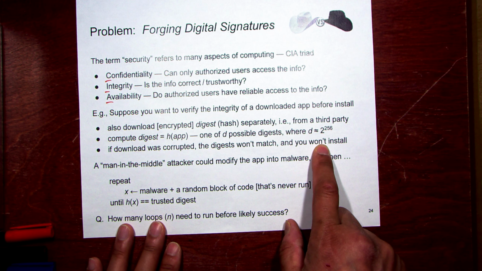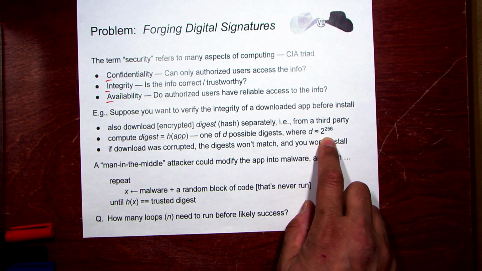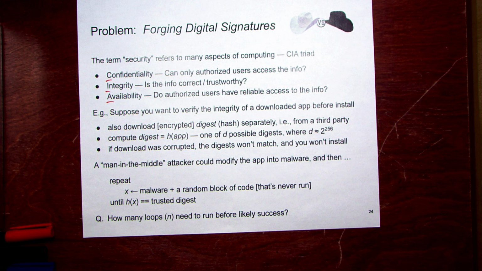Okay, and you keep on doing that. So you append some code, check, append some code, check, append some code, check, until you get lucky. And what's the chances that you get lucky? It's 1 in 2 to the 256. It's a really small number. 2 to the 256 is essentially the number of days in the calendar year that you're trying.